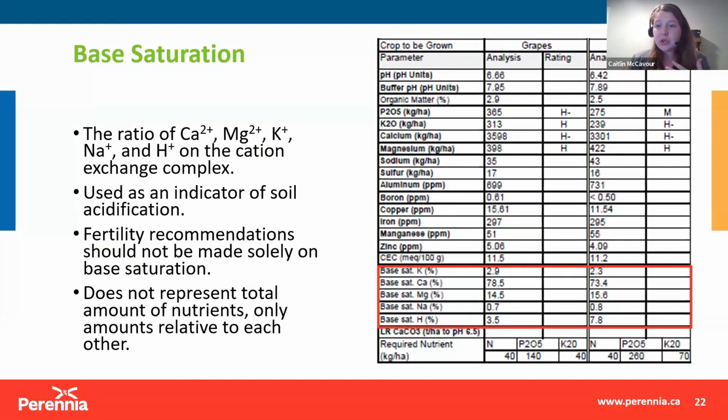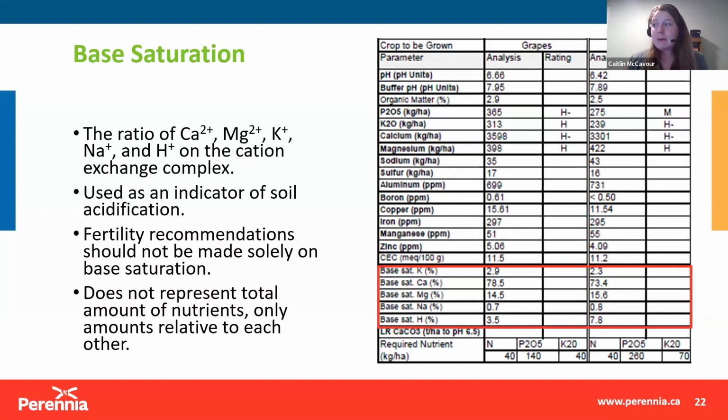And this kind of leads into base saturation. I don't often use base saturation for recommendations, but it can have a place. Base saturation is the ratio of these 5 nutrients here: potassium, calcium, magnesium, sodium, and hydrogen on that cation exchange complex. So you can use it as an indicator of soil acidification. If the hydrogen value is much higher than all the other values, typically you have an acidic soil. But fertility recommendations should not be made solely on base saturation.